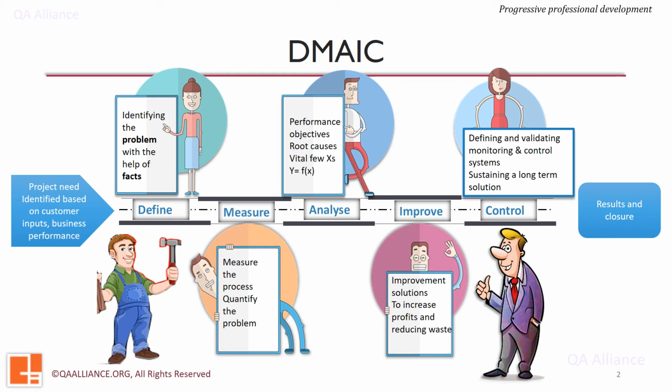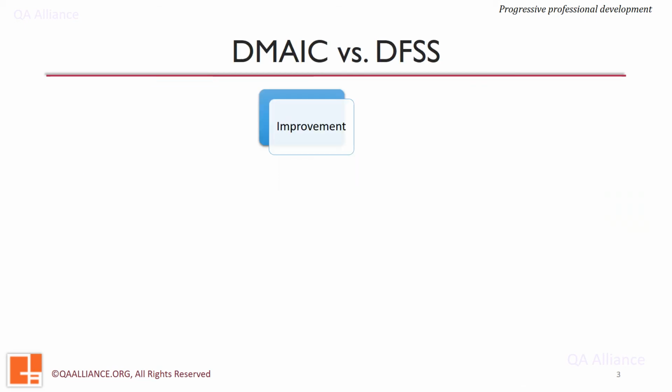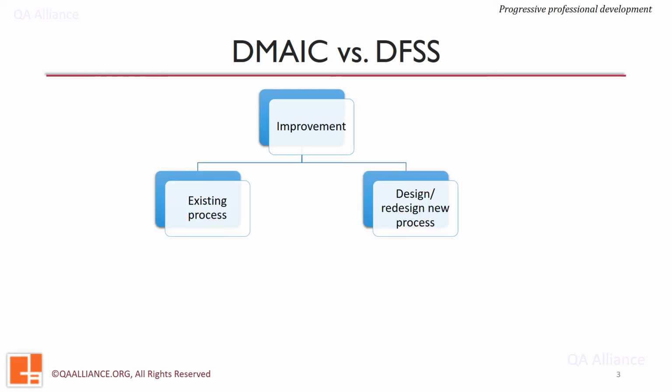This was a helicopter view of what is done in a Lean Six Sigma project. Let us now learn about the tools, techniques and concepts phase by phase. As we know, we can make improvement in 2 ways. 1. By improving existing processes. 2. By designing a new process altogether.